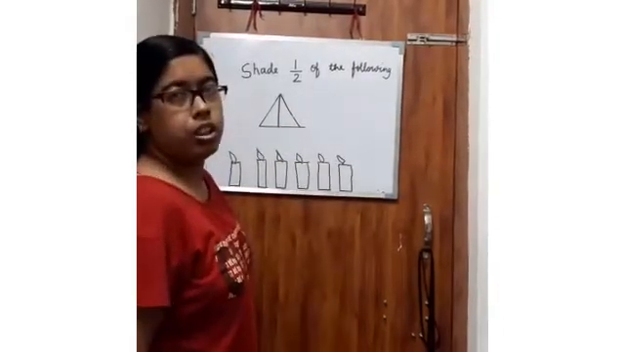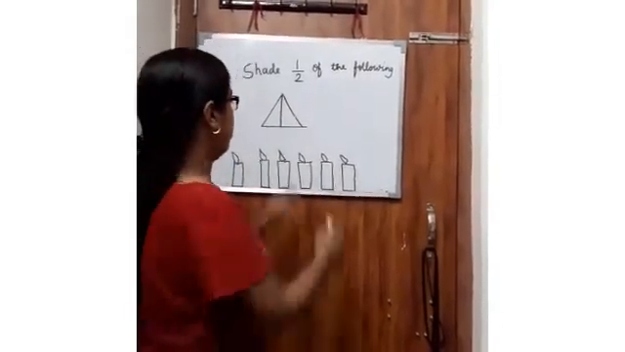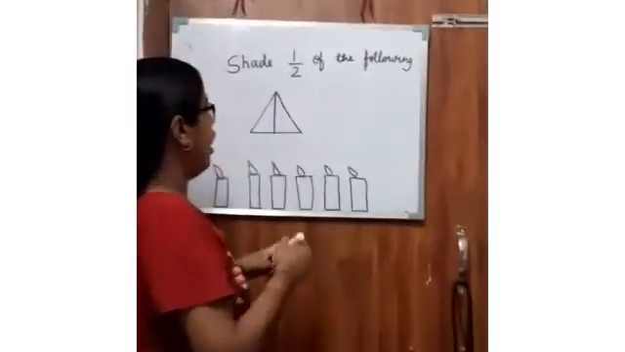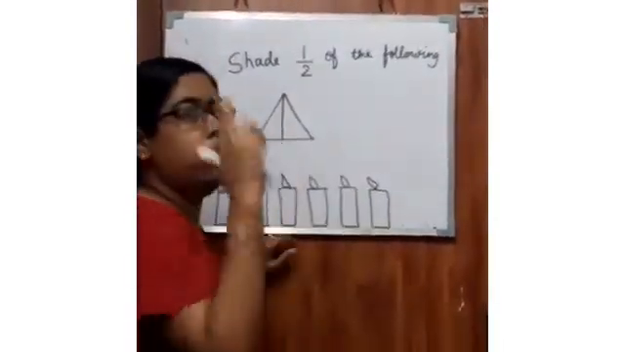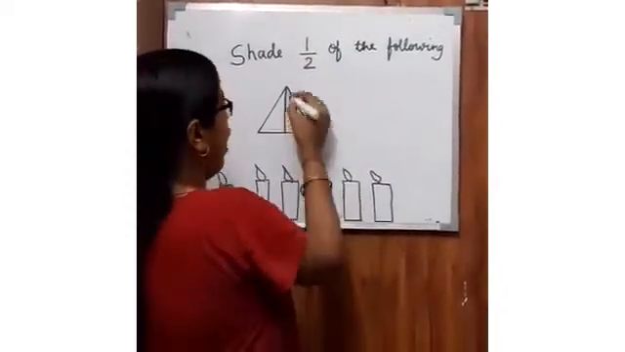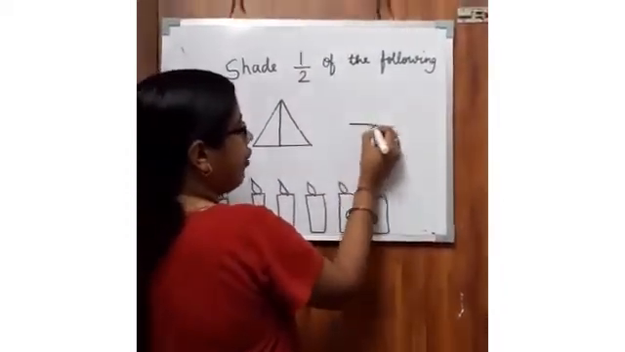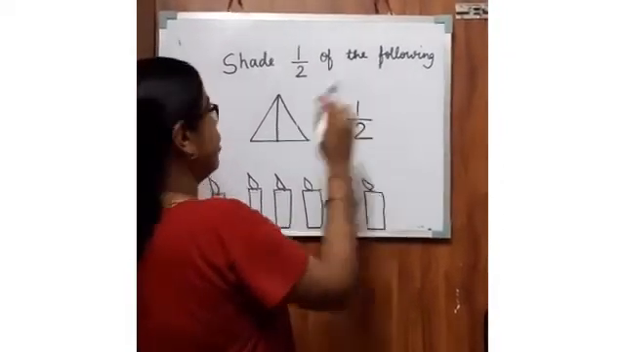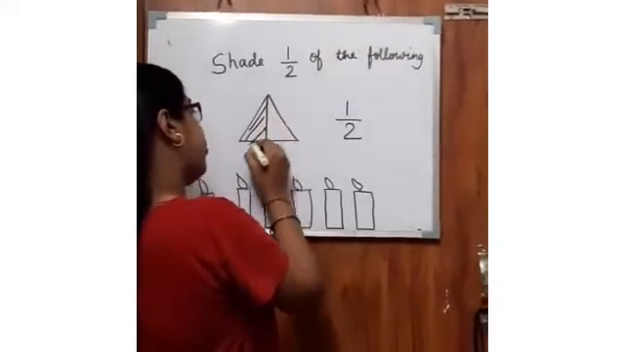Shade half of the following. See, this is a triangle and it is divided into two parts. So how many parts are there? Two parts. I have to shade one out of two parts, which is half.